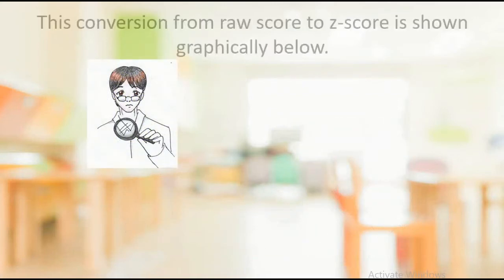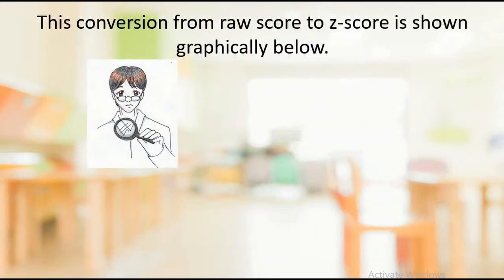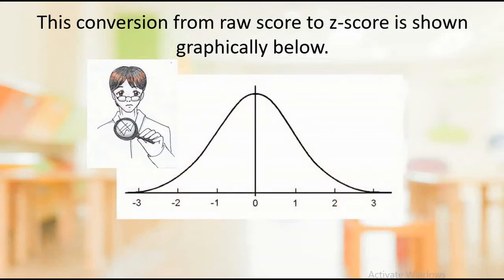This conversion from raw score to z-score is shown graphically below. So this is now the normal distribution. So under it, on the 0, that is 45. That is because that is the mean. To the left, you're going to subtract the standard deviation, which is 6. So 45 minus 6, that is 39. 39 minus 6, that is 33. 33 minus 6, that is 27.